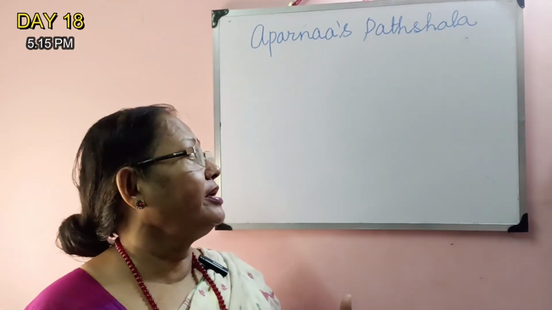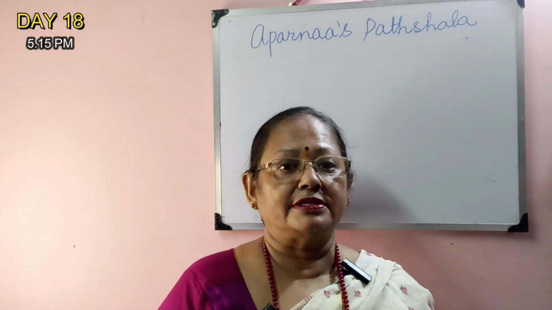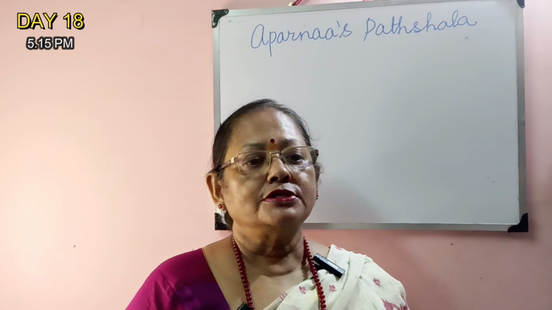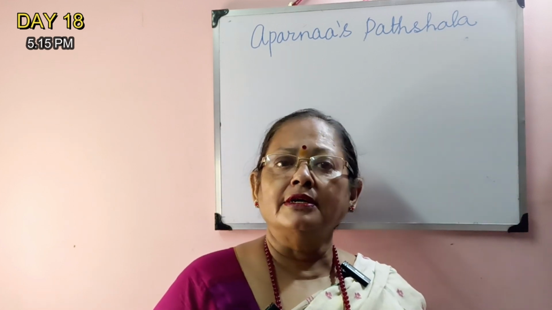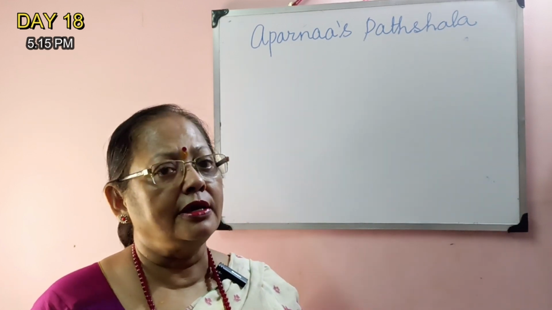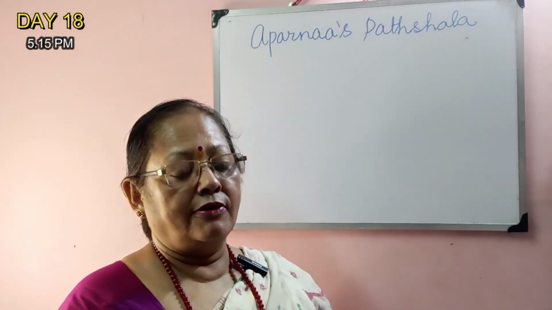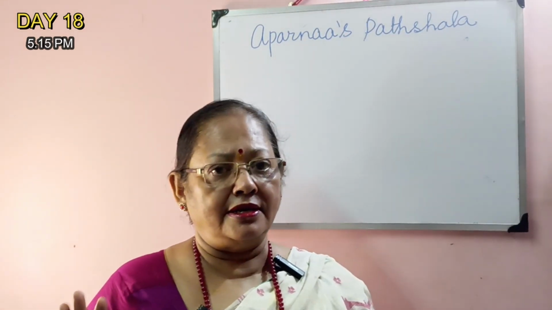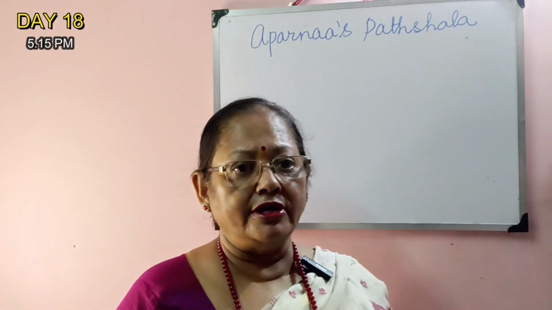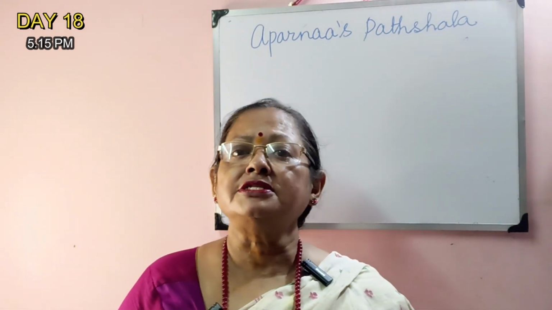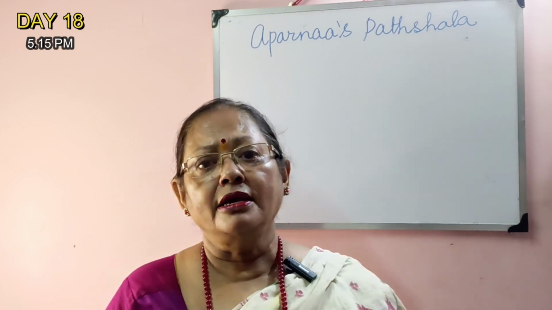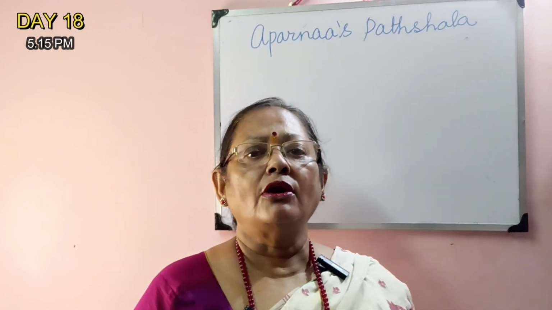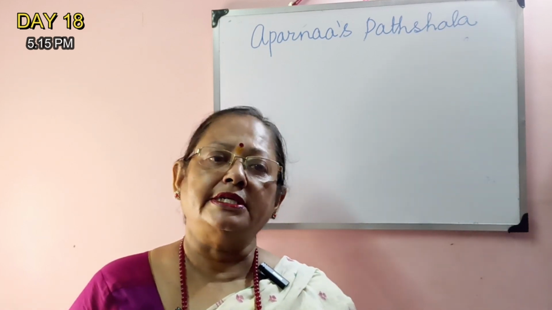Now today I am going to do ordinal numbers of the months of the year. We have already done ordinal numbers on the week. I am doing it on the months of the year. There are 12 months in a year. They are January, February, March, April, May, June, July, August, September, October, November, December.